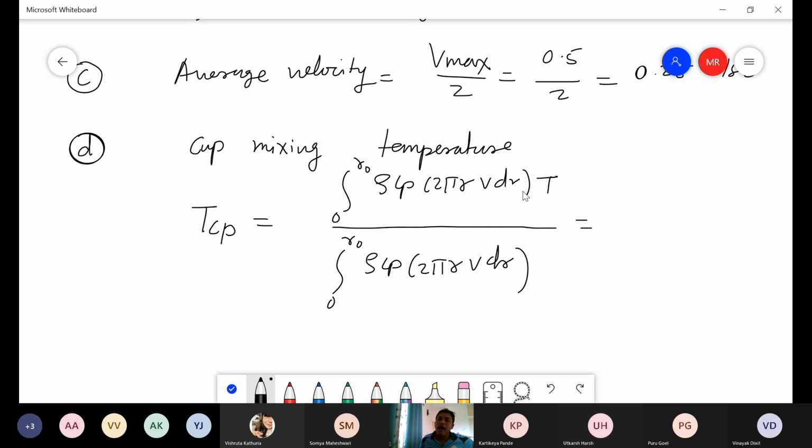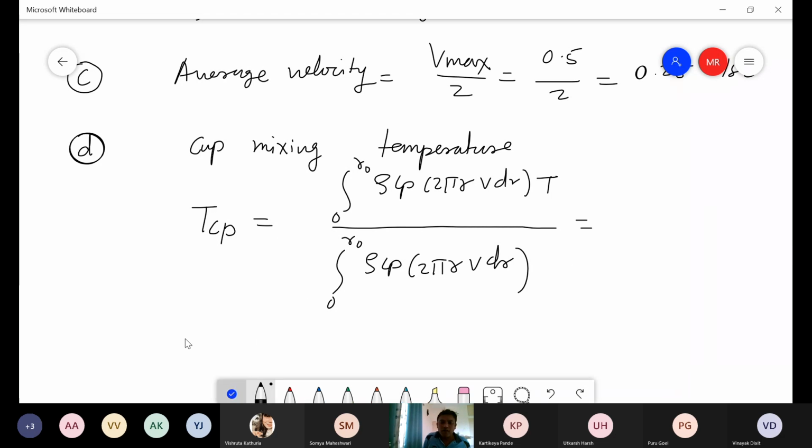Here you can see R, V and T. This V is a function of R, isn't it? And similarly, T is also a function of R, correct? So this is basically averaged over energy. This cup mixing temperature is averaged across the cross section with respect to energy. Now in our case, we can put in all the values based on what we have. This is also called a bulk temperature.